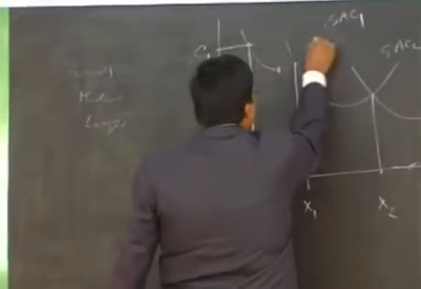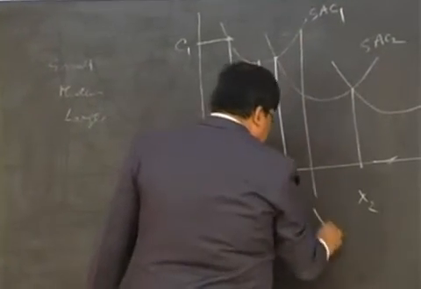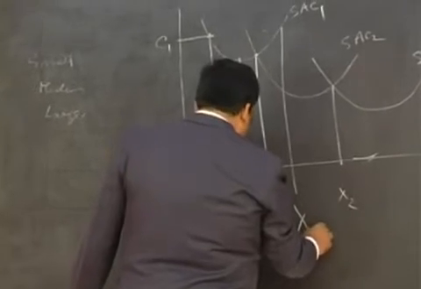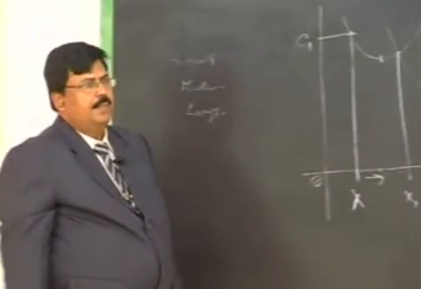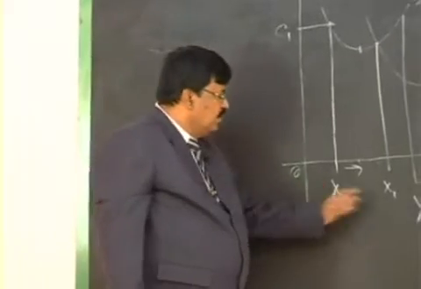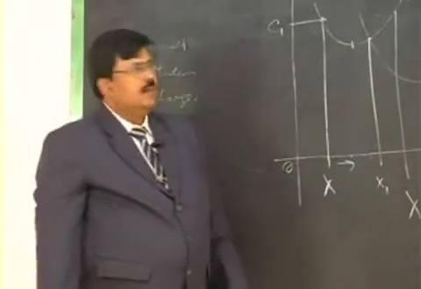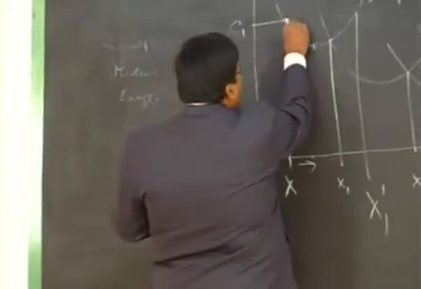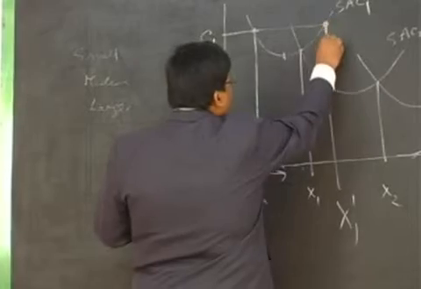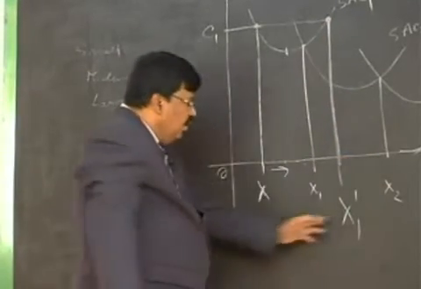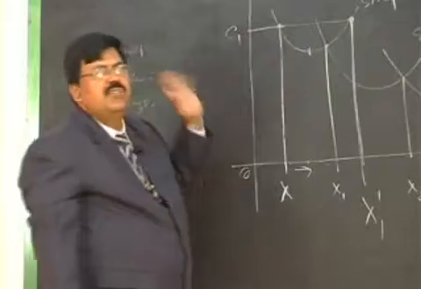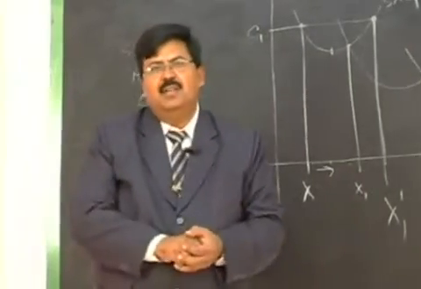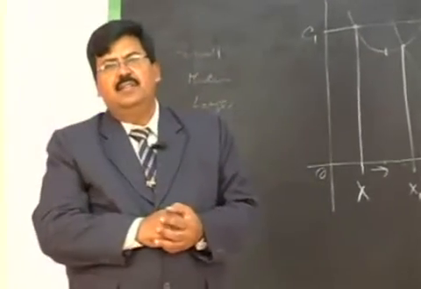Suppose the desired output is, imagine this is OX1 dash. Demand increases from OX to OX1 dash, imagine. Now he can do it with the same machine. In the short term, he has no option. With the same machine, he can produce OX1 dash units of output at the same rate of OC1 per unit. That's all he can do in the short run.